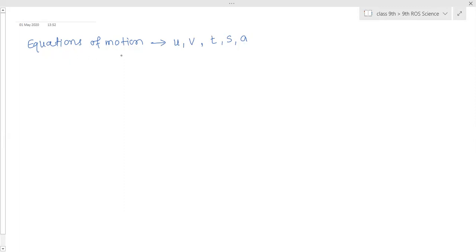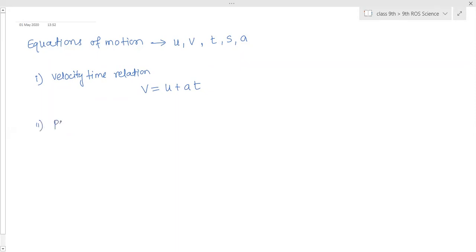There are three equations of motion, and you have to remember them by number. The first one is the velocity time relation, or speed time relation. This is v is equal to u plus at. Final velocity is equal to initial velocity plus acceleration into time.